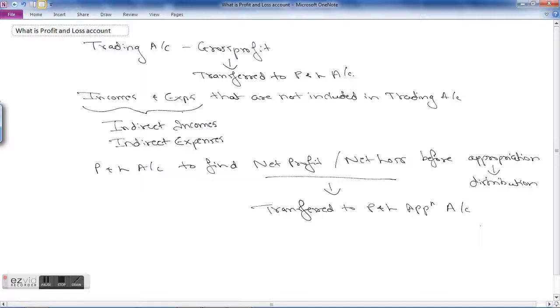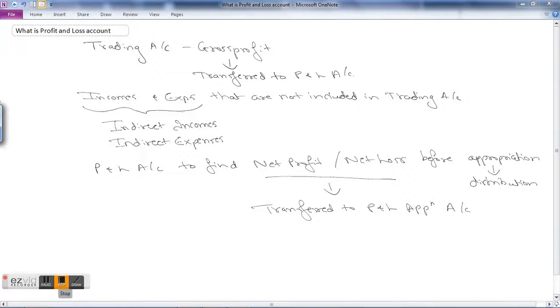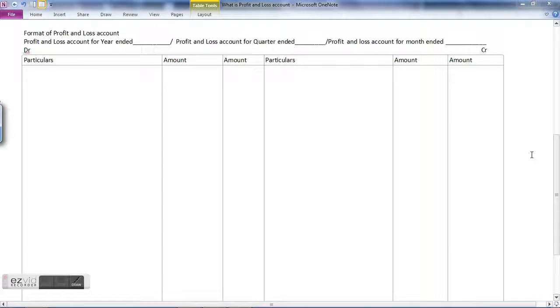Now let's see one example, one format of a profit and loss account. Like the trading account, it is prepared for the year ended, or maybe for the quarter ended or the month ended, depending on your business situation. For internal purposes, a profit and loss account may be prepared at every month end or quarter end also.